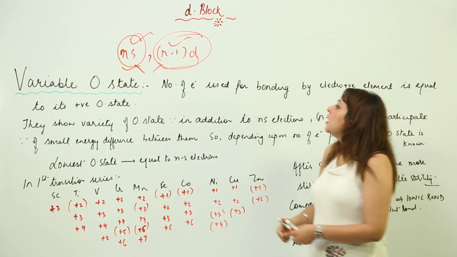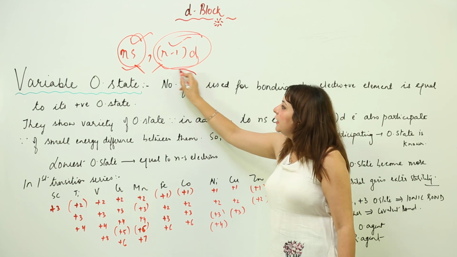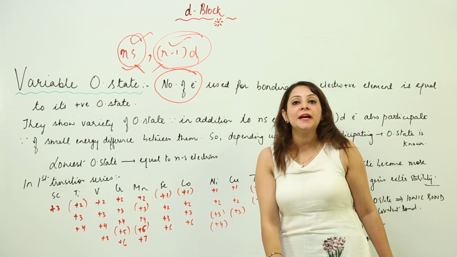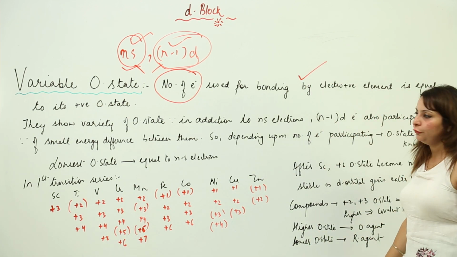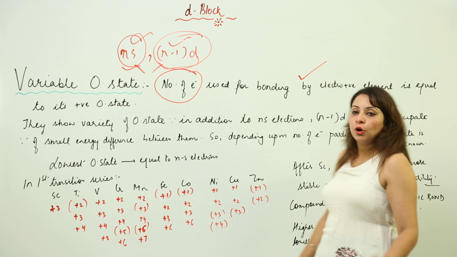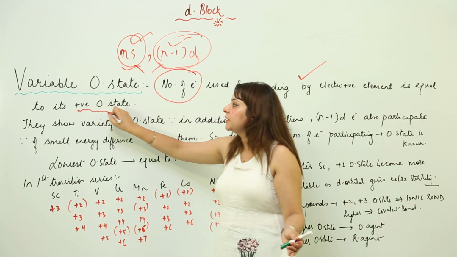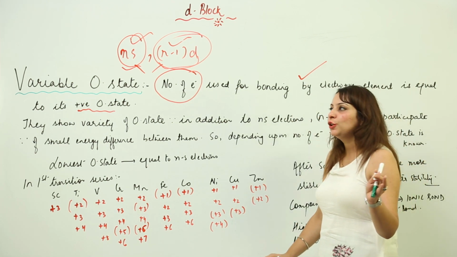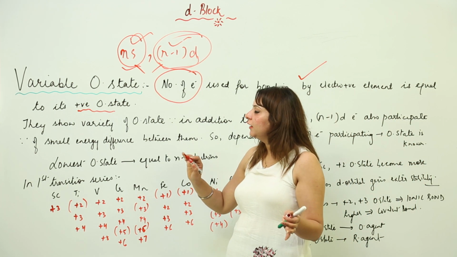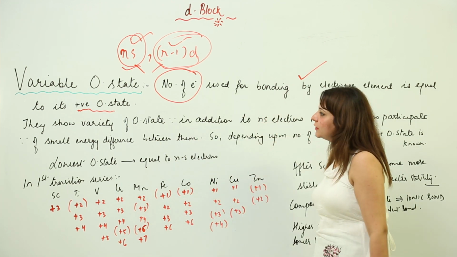Just look at the board. Variable oxidation state, we know, is indicated by the number of electrons that are going to participate in the bond formation, right? And we know that they are going to donate electrons, so they are obviously going to possess a positive oxidation state. We are just confirmed that obviously they are going to show a positive oxidation state.